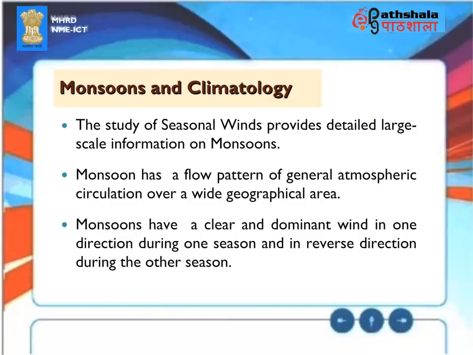The study of seasonal winds provides detailed large-scale information on monsoons. Monsoon has a flow pattern of general atmospheric circulation over a wide geographical area. Monsoons have a clear and dominant wind in one direction during one season and in the reverse direction during the other season.